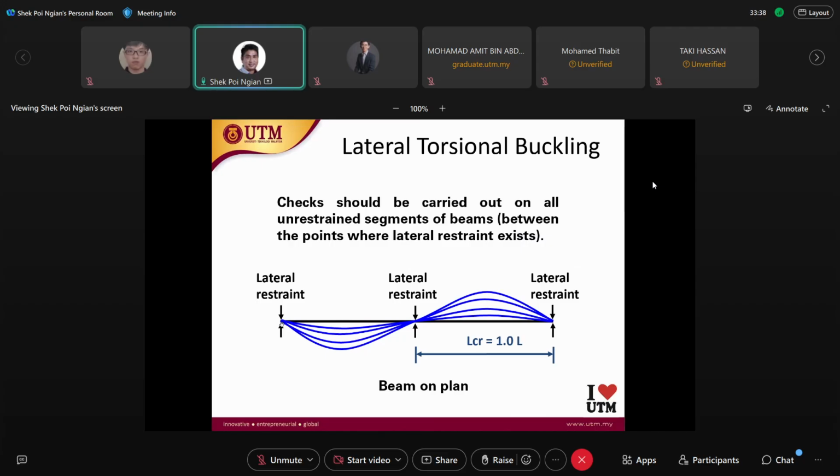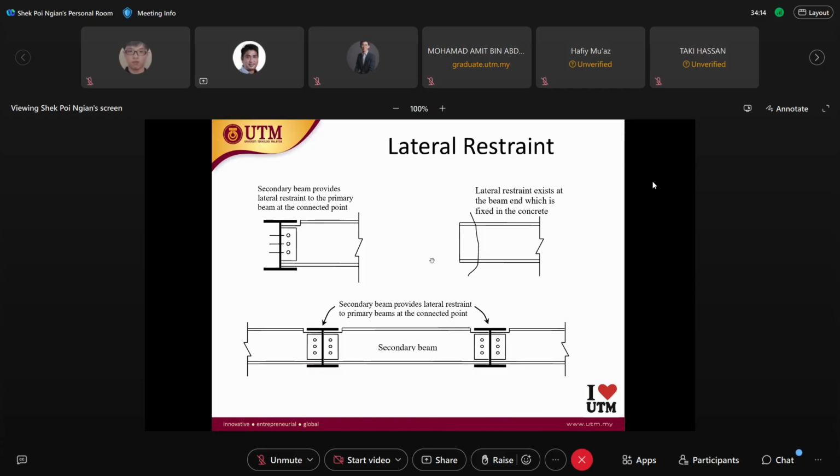So when you have support at both ends, it's possible to have another intermediate restraint, another support, using a beam. So this lateral restraint is a general term. It can be a column, and it can be beams, or segments of the beam. Okay, these are the cases.